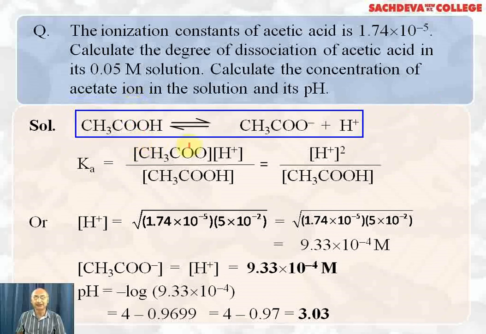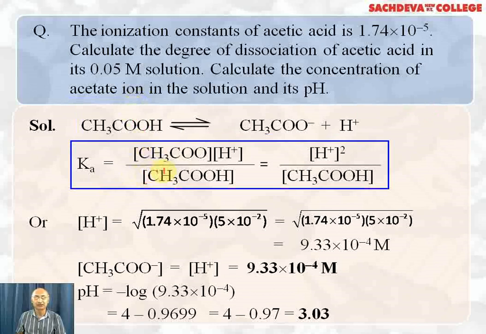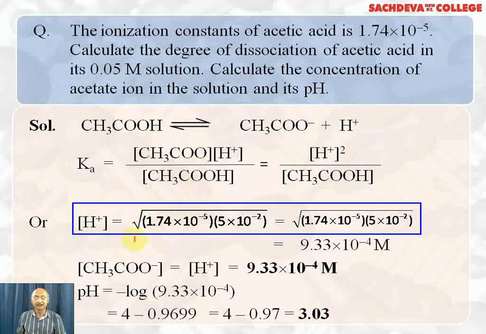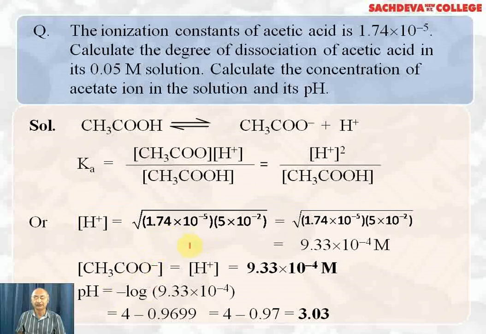Acetic acid dissociates into H+ and acetate ion. Ka will be equal to the molar concentration of acetate ion times the molar concentration of H+ divided by the molar concentration of acetic acid. Acetate ion concentration and H+ are equal, therefore we can write [H+] whole square divided by the molar concentration of acetic acid. [H+] concentration will be equal to 1.74 into 10 power minus 5 into 5 into 10 to the power minus 2. On calculation, we get 9.3 into 10 to the power minus 4.